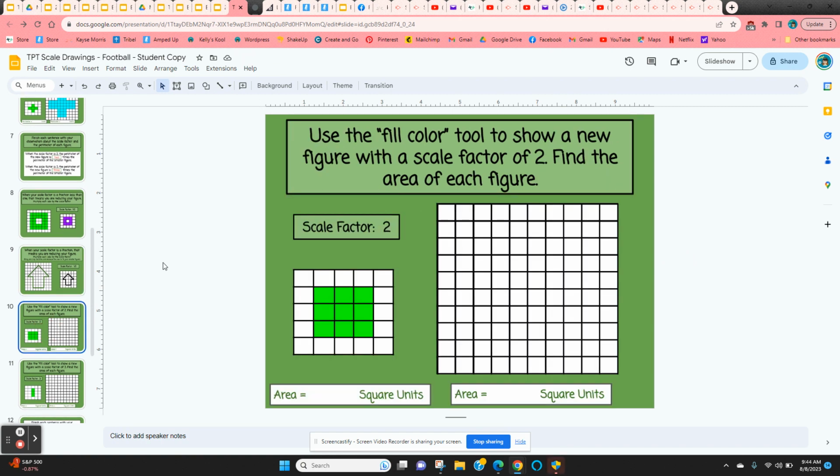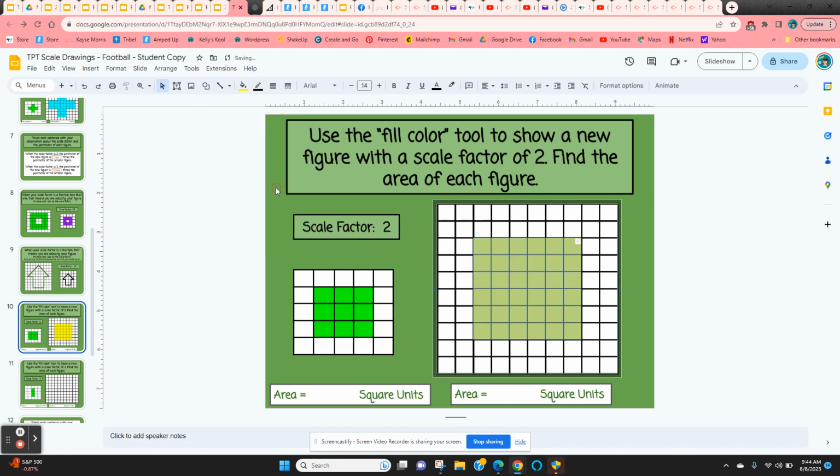The next thing we want them to look at is the area and what happens to the area when they use these scale factors. So here they're going to scale up. So this is pretty simple, scale up by a scale factor of 2. So we have a 3 by 3 square. It's now going to be 6 by 6. So it's pretty easy. By now they should be able to do this.